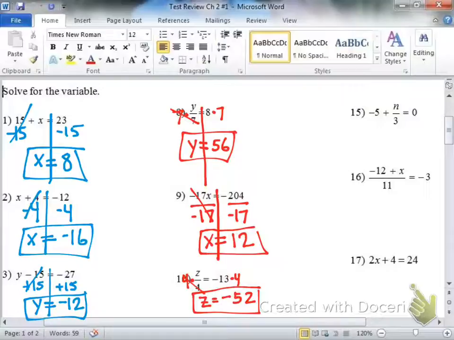All right, jump up to 15. We're getting into the two-steppers. 15 is a tricky one. Any ideas where we should start?